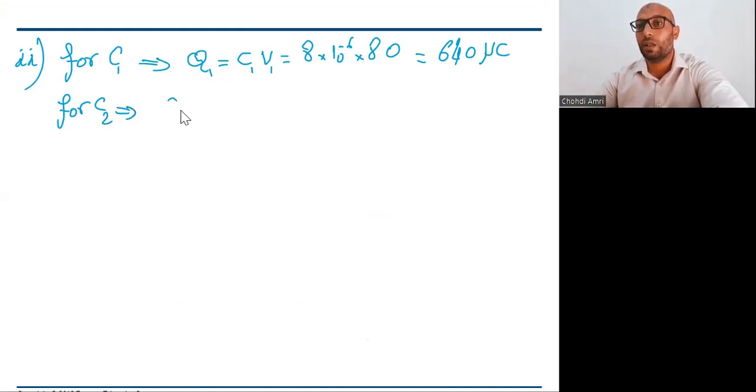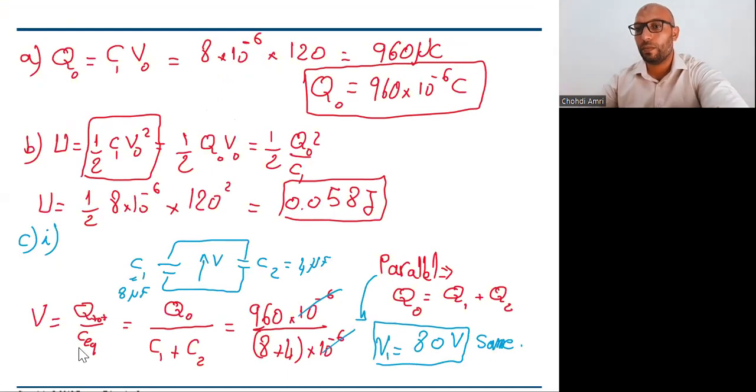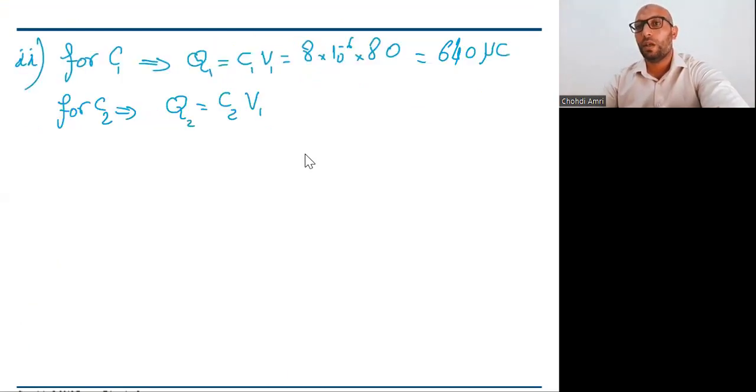What about the second capacitor, C2? What are we going to get? Q2 equals C2 multiplied by V1. Let's say this is V1. So it's going to be C2, how much? We said it's 4 times 10 power minus 6, because it's microfarad, multiplied by 80. So it's going to be 320 microcoulomb. And we are done.